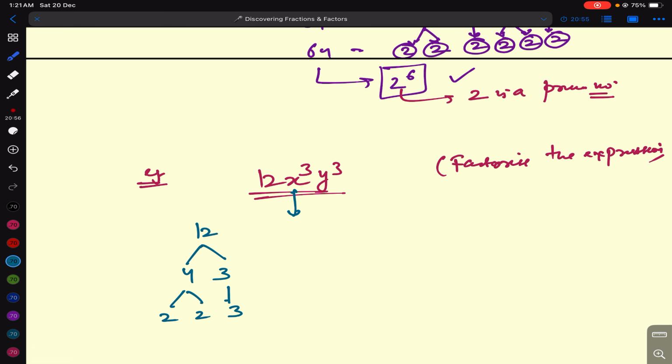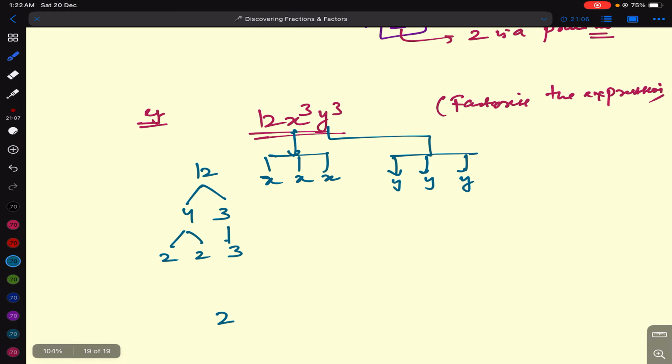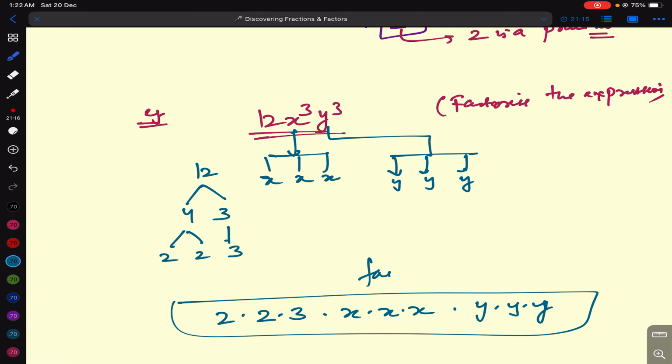Now this is basically x times x times x, and this is also basically y times y times y. So what are the factors here? 2 times 2 times 3 times x times x times x times y times y times y. So this is the factorization of 12x cube y cube. Clear? So this is how we factorize this expression. I hope this makes sense, and this was about your lesson number 4 of chapter number 3. This was all about factorization and the prime numbers.